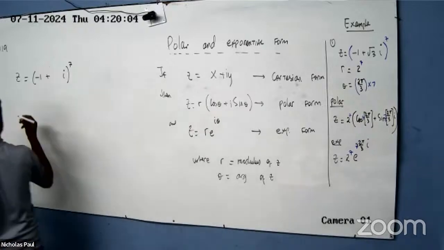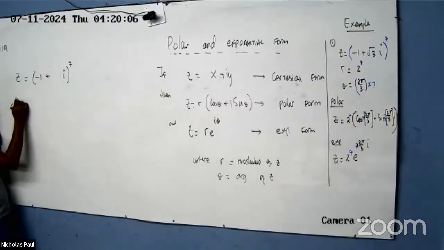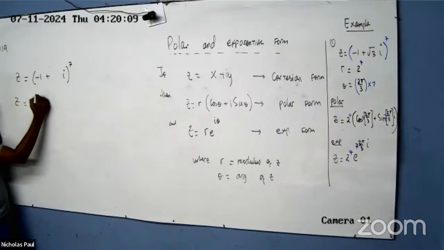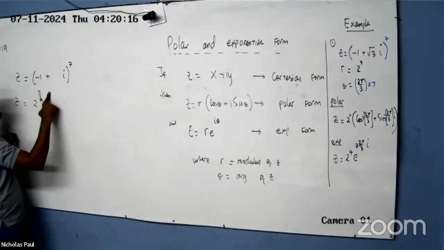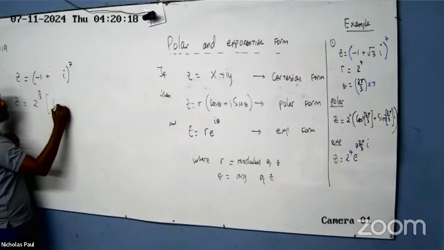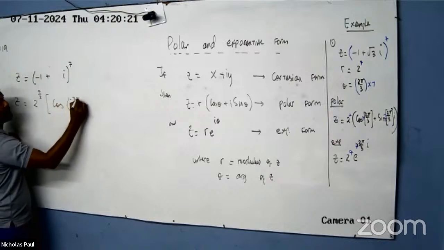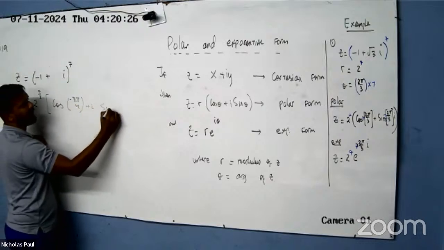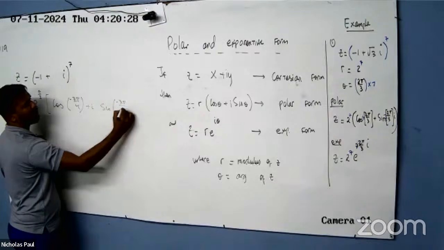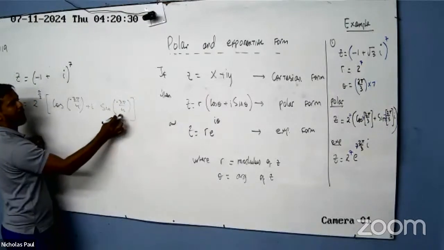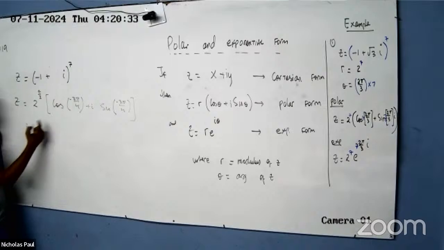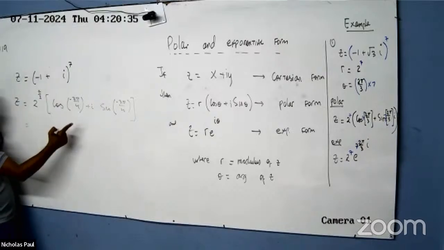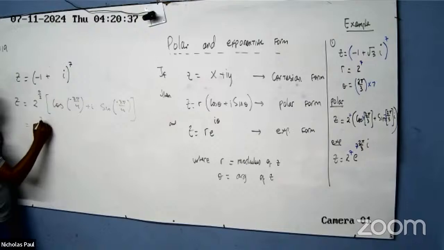So when we reach here and you put it in polar form, it will be 2 to the 7 over 2, times cosine of minus 3π/4 plus i sine of minus 3π/4. Keep the minus sign inside there. And then in order to work this out, you have to multiply it out.